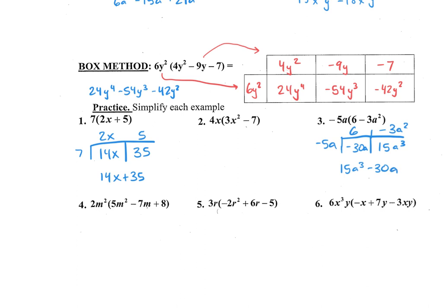All right, you are up. Go ahead and do the next 4 by yourself using the box method. If you don't have enough room on your worksheet, you can get a separate sheet of paper out, but I want you to use the box method, and I want you to show all of your work. Go for it.